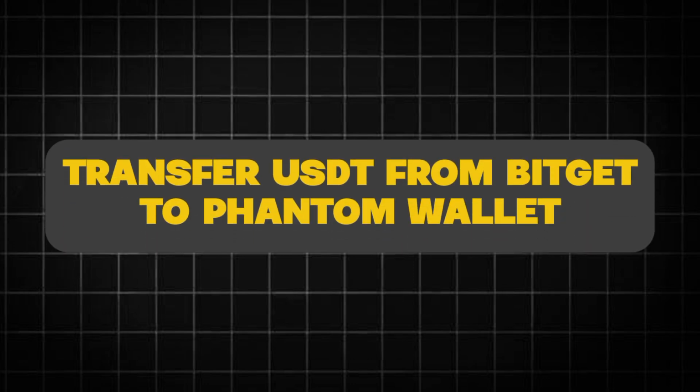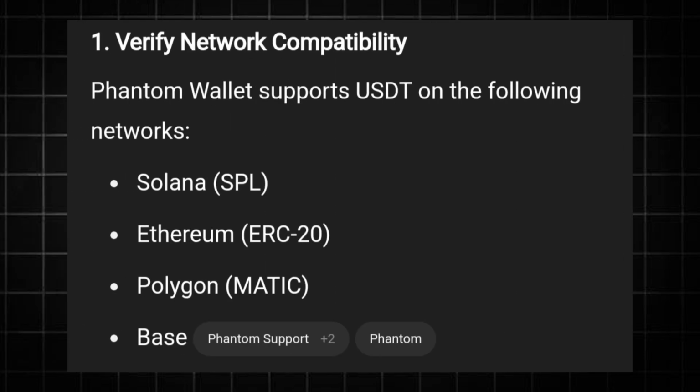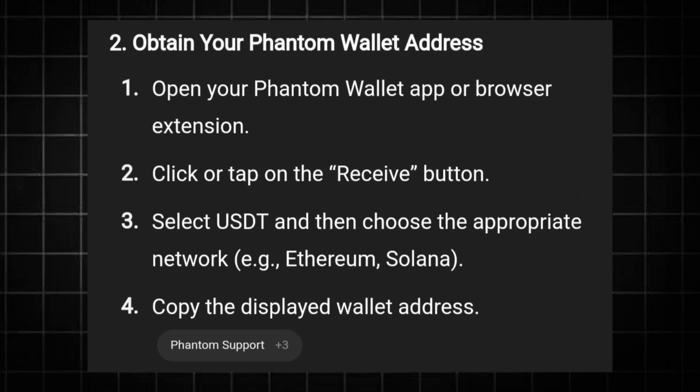Hey guys, today I'm going to teach you how to transfer USDT from BitGet to your Phantom wallet safely and quickly. First, open your Phantom wallet and tap Receive. Choose USDT, then select the correct network like Solana, Ethereum, or Polygon and copy your wallet address.